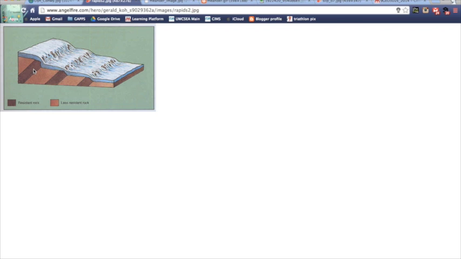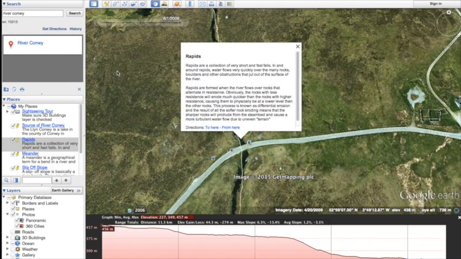So here is a diagram of how a rapid would work. Here you can see soft rock, here is hard rock, and you can see that the hard rock protrudes more than the soft rock does, and this creates some sort of steps, you could say, like stairs, and yeah, this causes the water to flow much faster than usual.